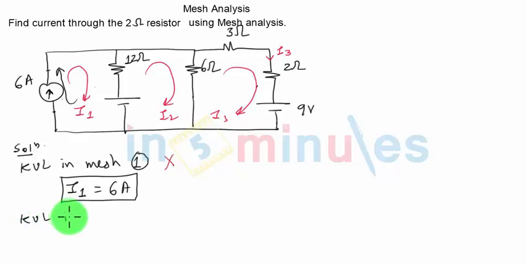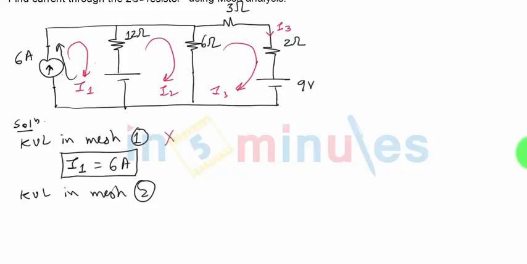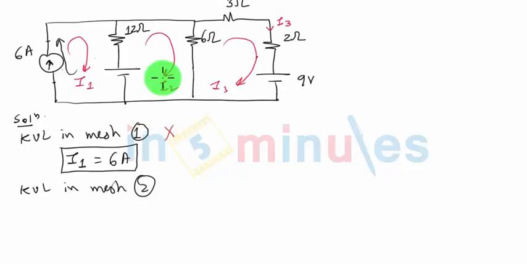Now I will apply KVL in mesh 2. There is no current source in mesh 2, so I can apply KVL in mesh 2 directly. From this point, please remember that you should always check whether there is a current source in the mesh or not. If there is a current source in the mesh, then you can't write the KVL equation directly. If the current source is there only in one mesh, then you get the mesh current value directly equal to the value of the current source. If the current source is being shared by 2 meshes, we will see what happens in that case in the next example.